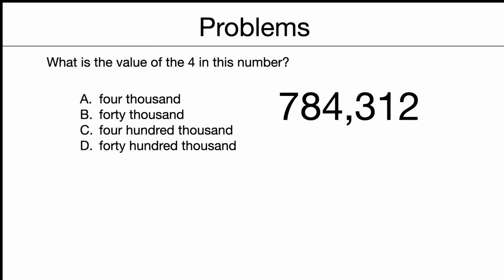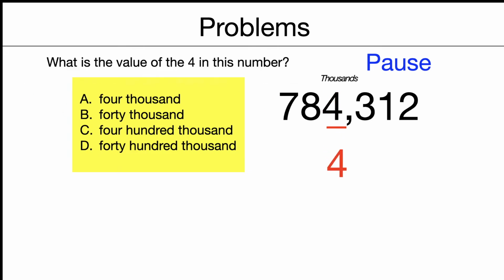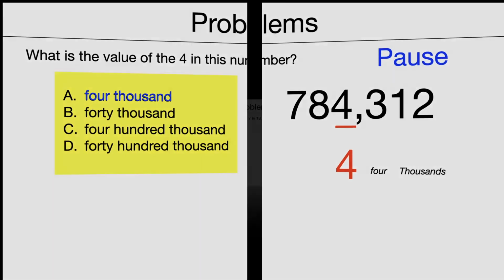Great. What is the value of the 4 in this number? All right, pause for a second. Okay, I notice our answers are in word form, okay? So we want the 4 for sure, but our place value would be thousands, so it's 4,000s, and we need to turn the 4 into word form, so 4,000. So our answer is A, 4,000 is the value of the 4.